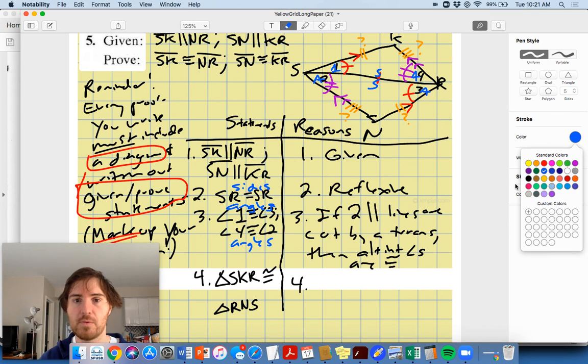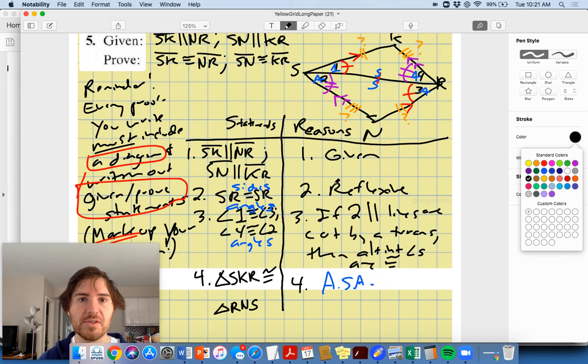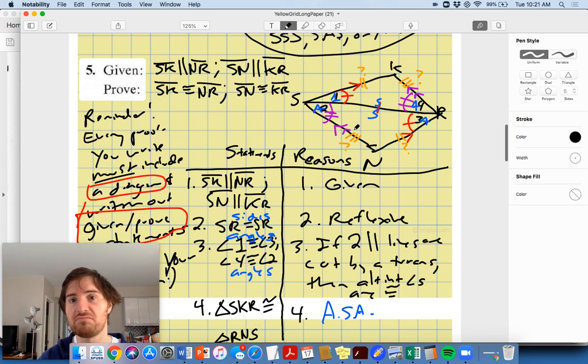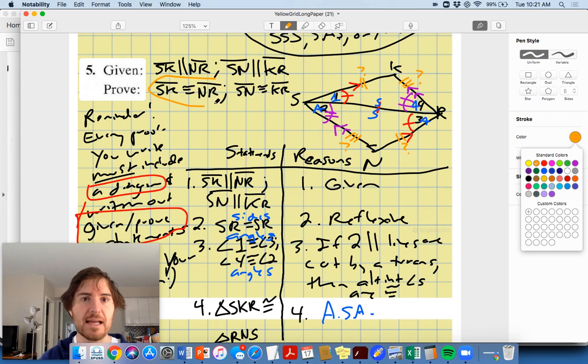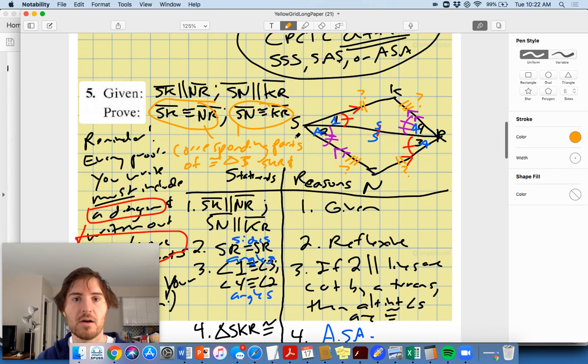Reason for this one is, well, we'd said angles, and then its included side is ASA. Step 5 is how we're going to wrap this one up, I think, because step 5 was just this. Corresponding parts of congruent triangles are congruent. We got these things, right? These are corresponding parts because corresponding parts of a triangle are angles and sides that correspond. Here we just have some sides we need to get to correspond. So these are corresponding parts of congruent triangles SKR and RNS.